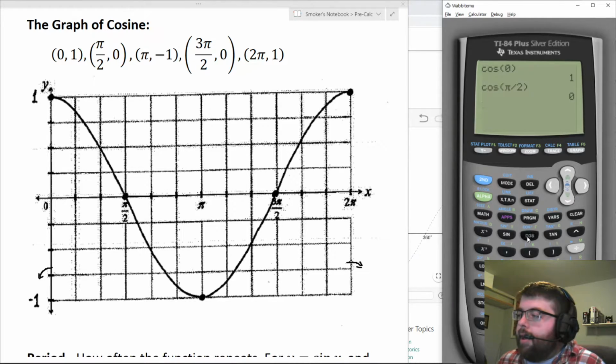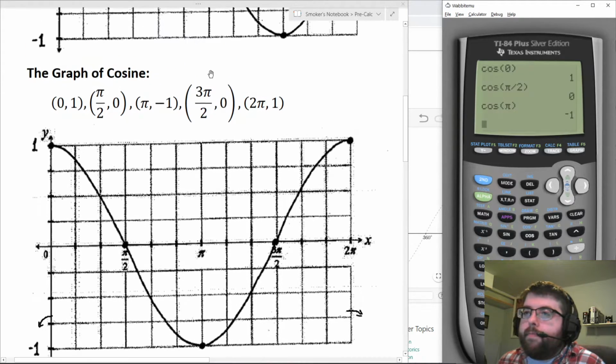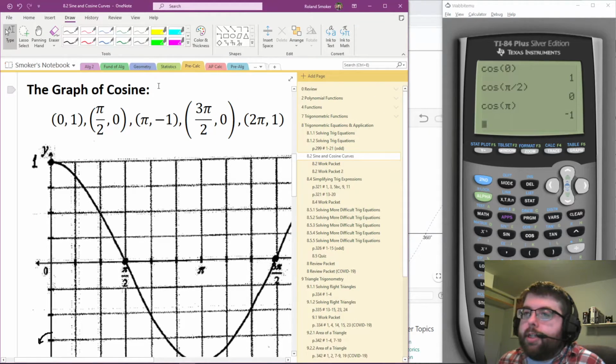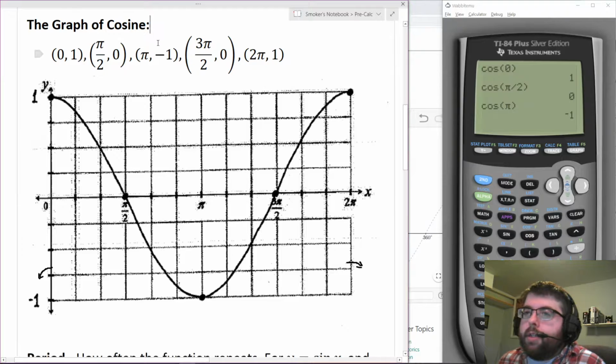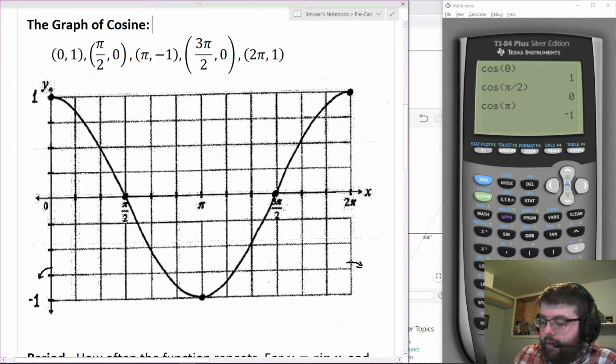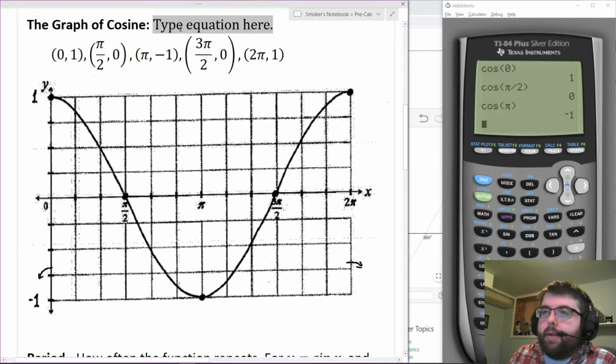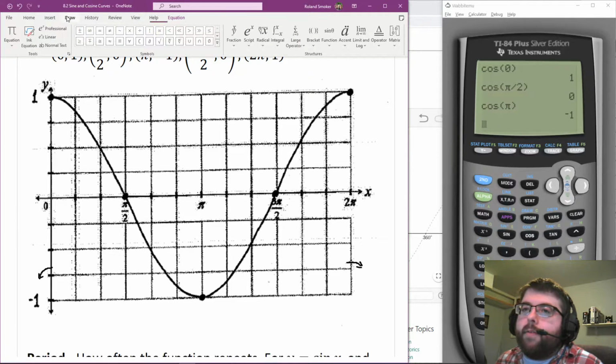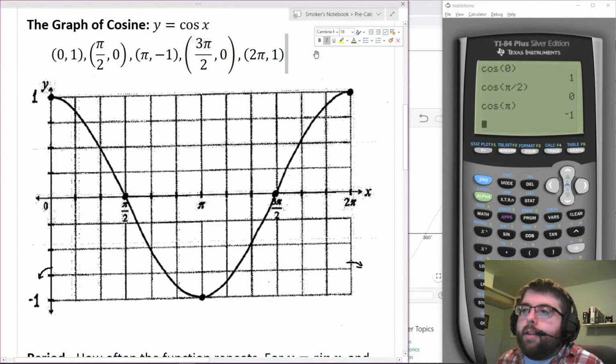And then cosine of pi, I'm just showing you that this works, and these values up here are good. You're going to get, as you can see, -1. Whoa, what did I just do? Y equals cosine x. It's the graph that we're functioning. I should just label that there somewhere, so that's clear.